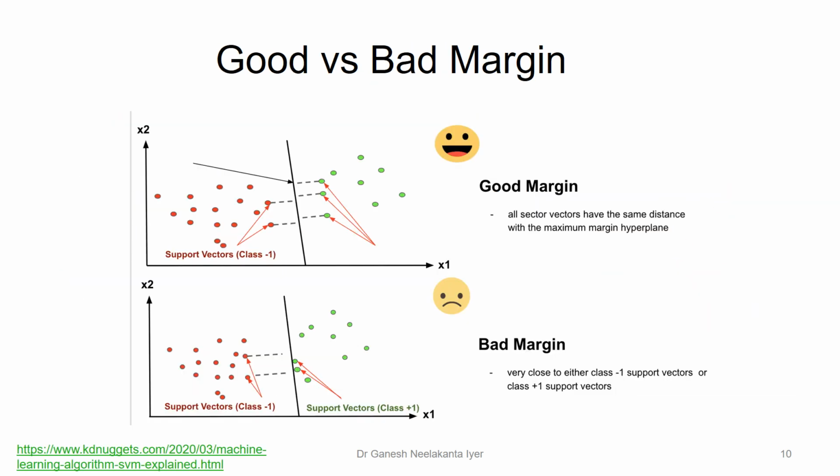Good versus bad margin. See here, all support vectors have the same distance from the maximum margin hyperplane. Good one. A bad example is where one of them has a very huge margin and one is almost right next to that line.